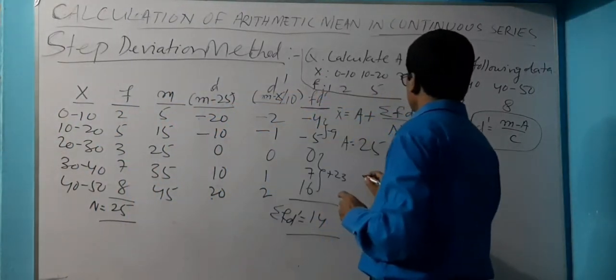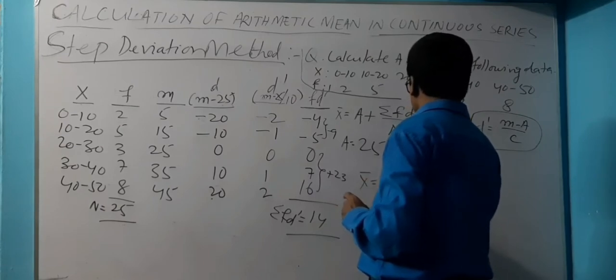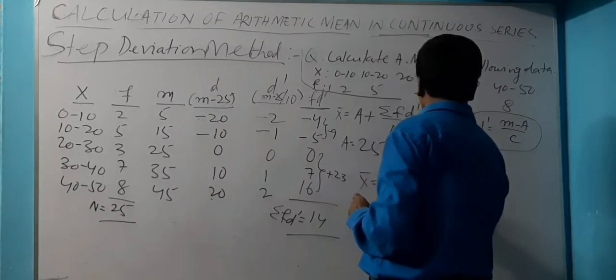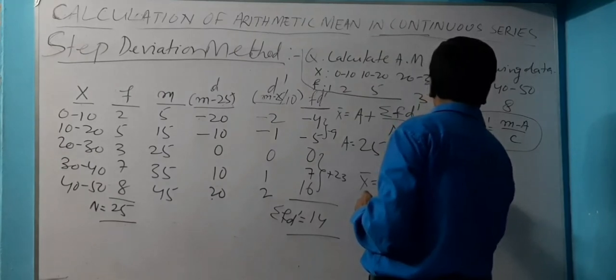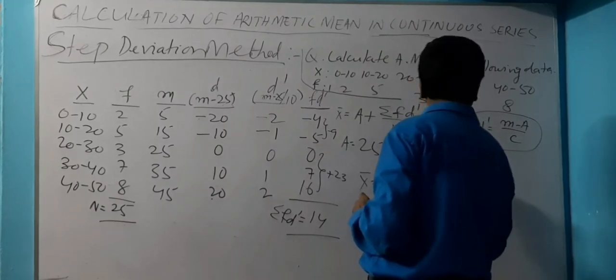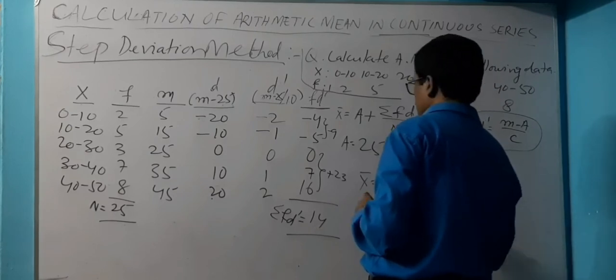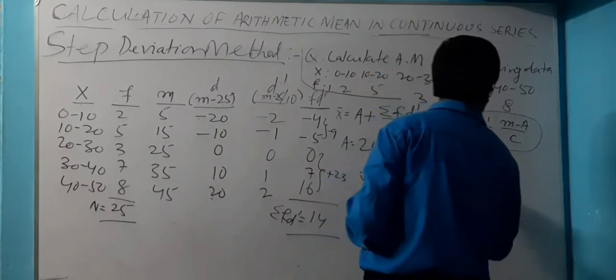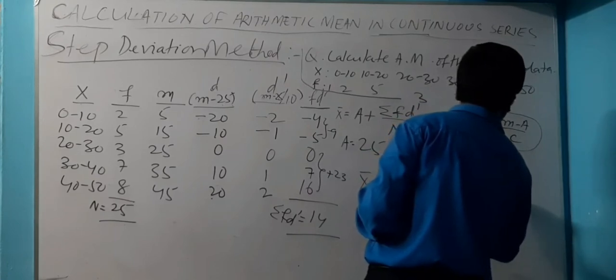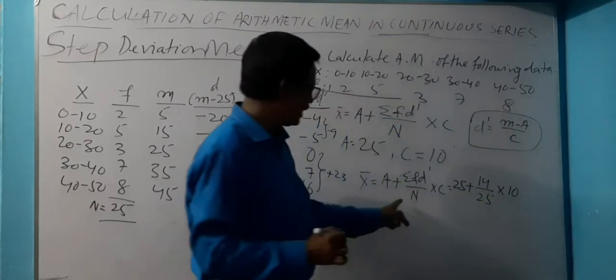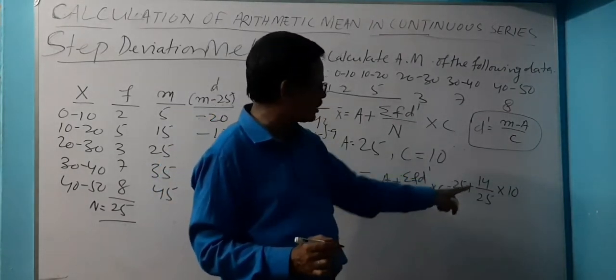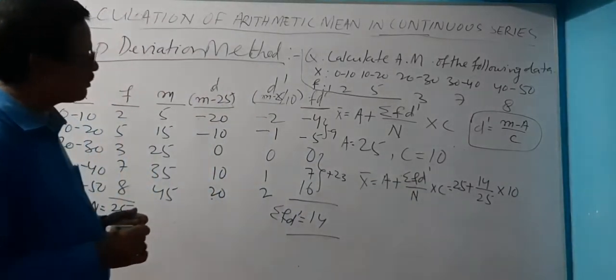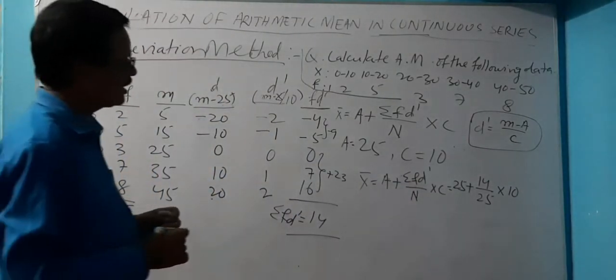X bar is equal to A plus summation fd dash by N into C. Again I write A plus summation fd dash by N into C. That is how much? A is equal to 25 plus summation fd dash is equal to 14 by N is equal to 25 into C is equal to 10. Right? A plus summation fd dash by N into C. Calculate how much?